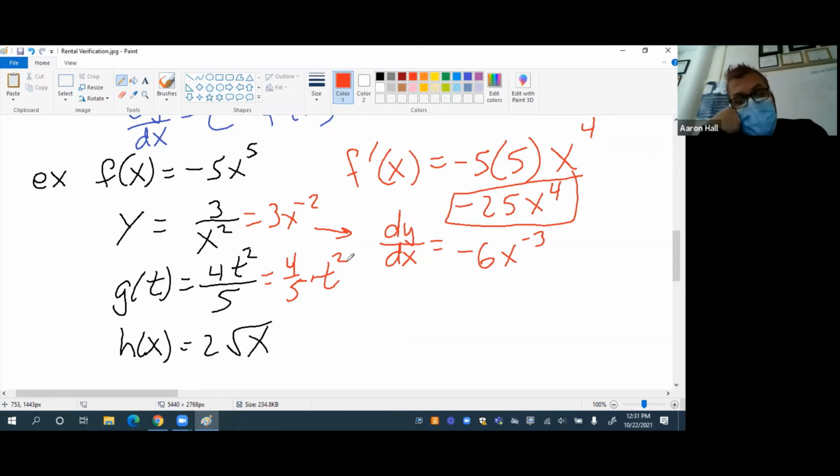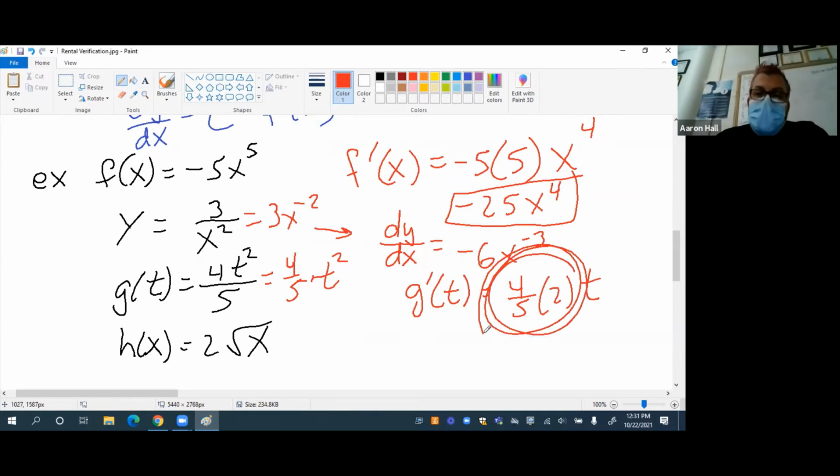Okay, Jack, now what? 4/5 times 2, and then times t to the power of. And if I wanted to combine all this, what would that become? 8/5? Yeah, so that gives me 8/5 t.